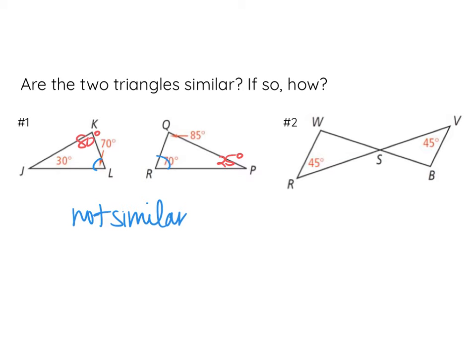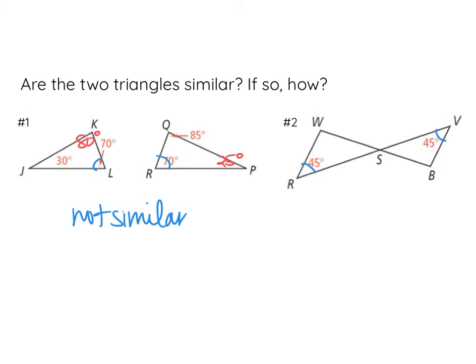Okay, not similar. Because again, we only have 1 pair of congruent angles. We need 2. If we have 2, automatically we know those third angles have to be congruent. That's why it's only 2 that are needed. All right, so let's look at number 2. We have this 45-degree angle. We know those are congruent to each other. They're both 45. I'm looking for another pair of congruent angles to make sure that this is similar or not.